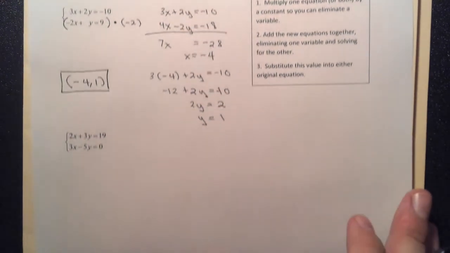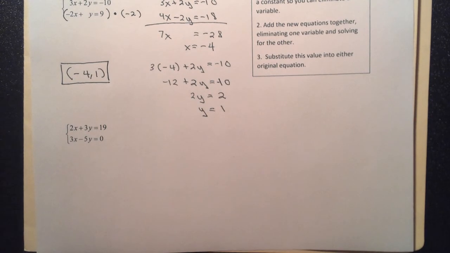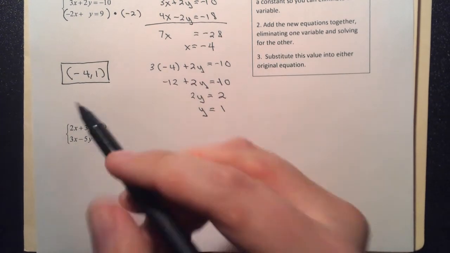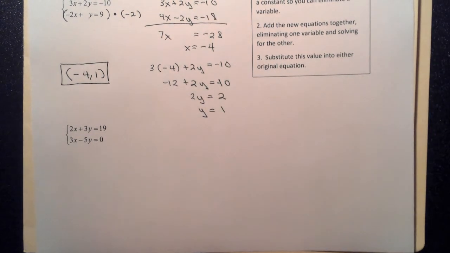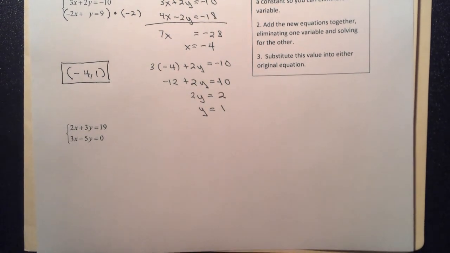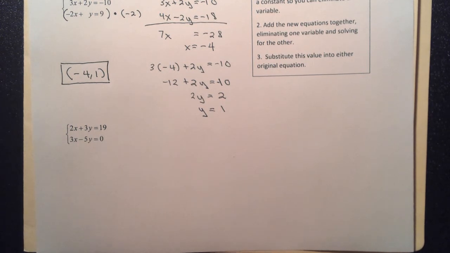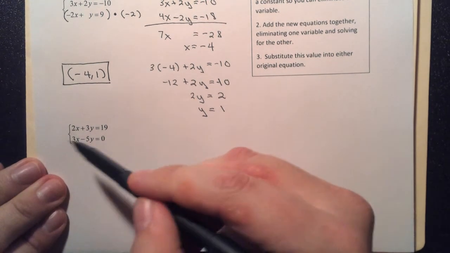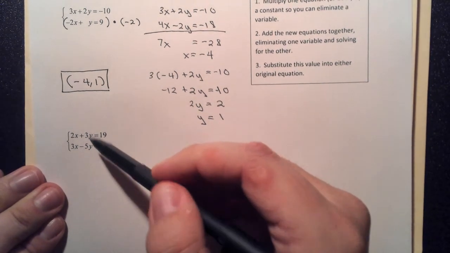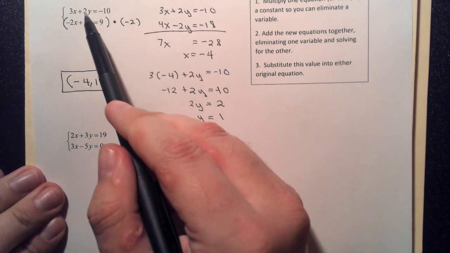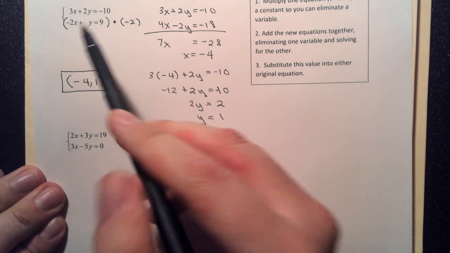Alright, let's do one more example. In the next example right here, I see 2x plus 3y is equal to 19, and 3x minus 5y is equal to 0. Again, everything is aligned, and I want to multiply one or both equations so that I can eliminate either x or y. It doesn't matter which one I choose. Well, it's not as simple as the previous problem where I could just multiply by negative 2 and I would be able to eliminate the y's.